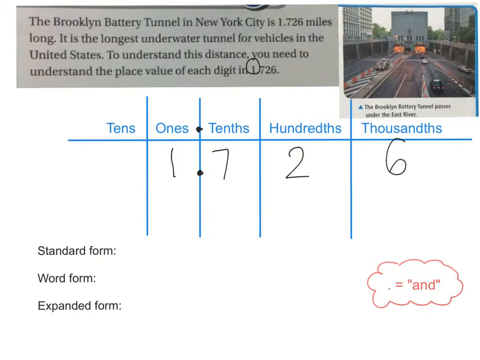What is the value of the 2 in this number? What is the value of the 2, Yarden? 2 hundredths. What is the value of the 7? What is the value of the 7, Marcus? 7 tenths. 7 tenths. And of course, what is the value of the 6? Misaki, what's the value of the 6? 6 thousandths. And what is the value of the 1? Zara? 1 ones, or otherwise known as 1. Very good.